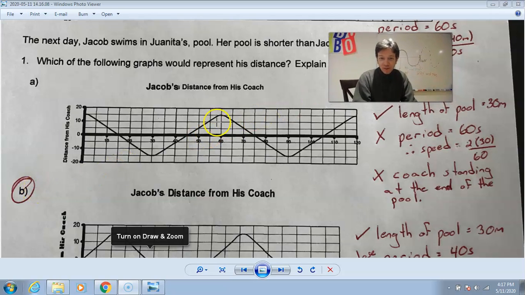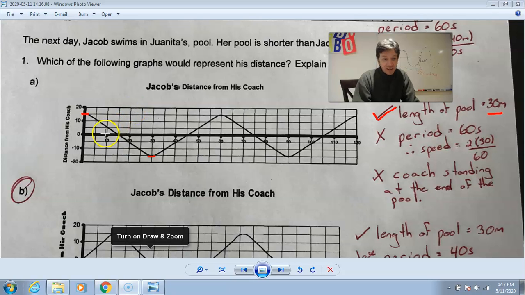Now the first one, if we look at the length of the pool, we're swimming from one end here to the other end there, so from 15 meters from the coach all the way to minus 15 meters from the coach. So we've traveled a whole 30 meters, and the length of the pool is 30 meters. That is true. It says Juanita's pool is shorter, and 30 meters is shorter than 40 meters. So that checks out.